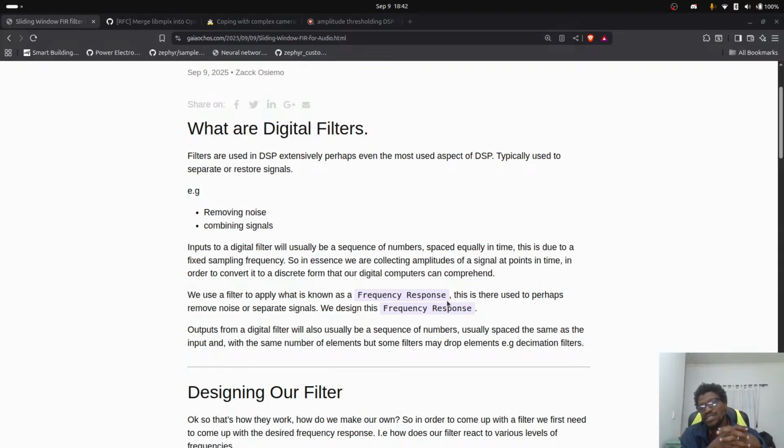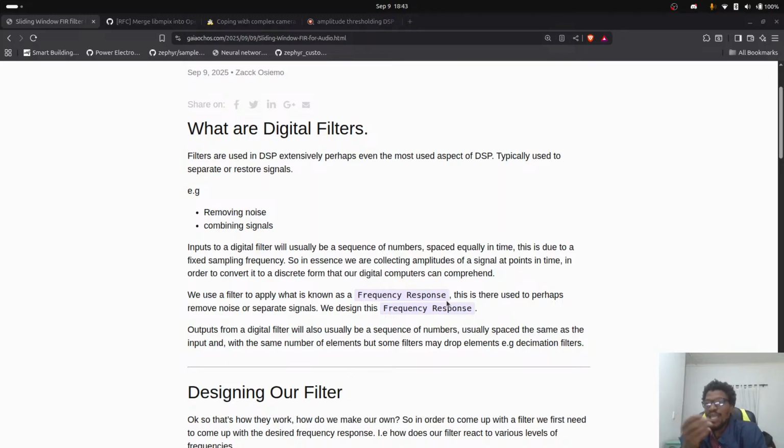So inputs to a digital filter will be a signal, which is basically a group of numbers, and in our particular problem they're going to be equally spaced in time, so they're going to be in the time domain, and this is due to something called a fixed sample frequency. As I was saying, if you're going to check the state of the light for the next 20 seconds, you're going to check each second, so your sampling frequency is each second, basically.